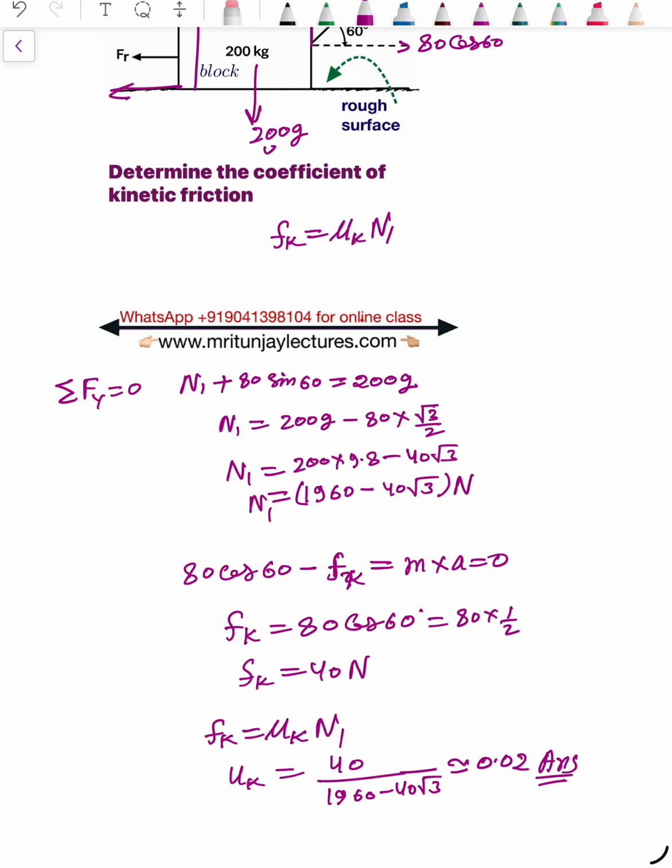Here, net force, you can say that F net along the x axis is 0. Why? Because V is constant, that's why. Okay.